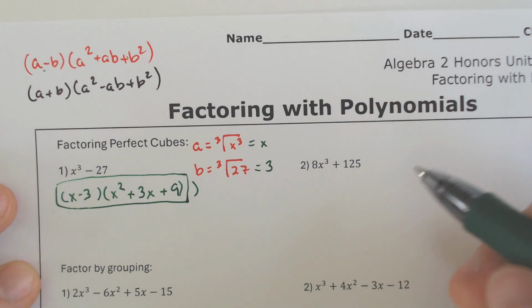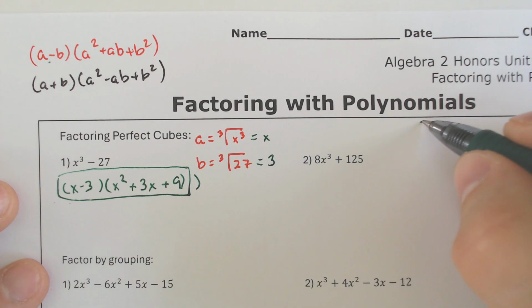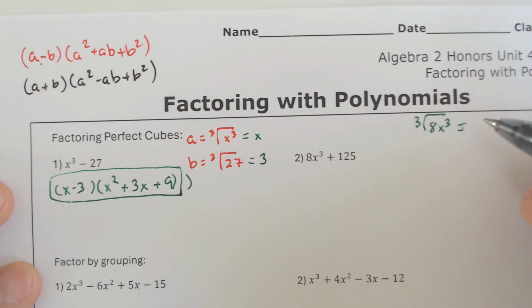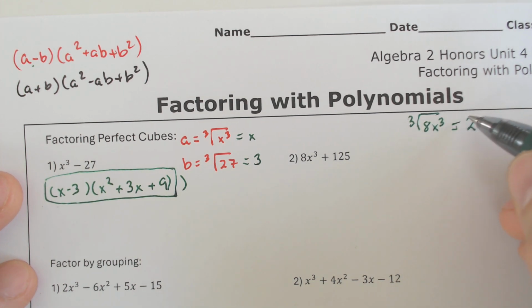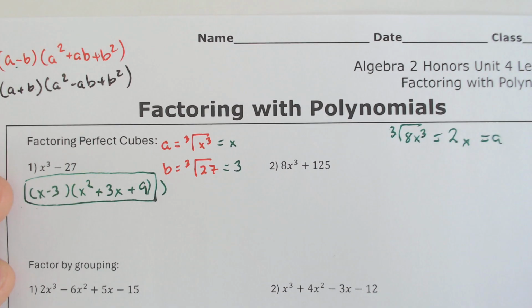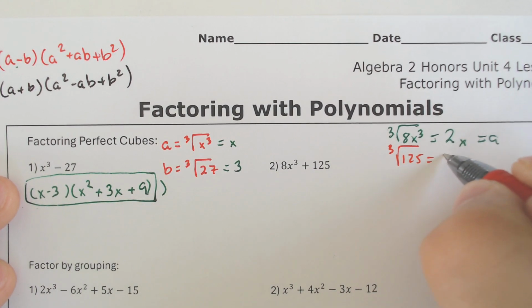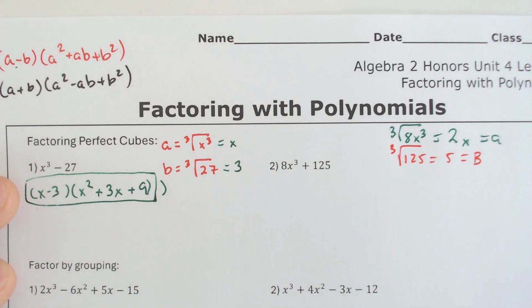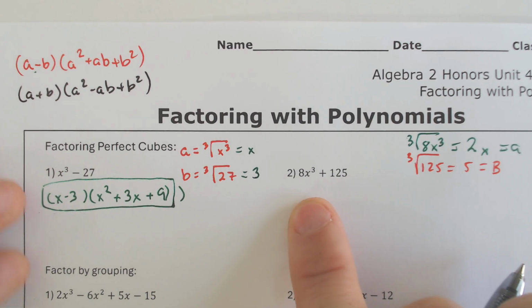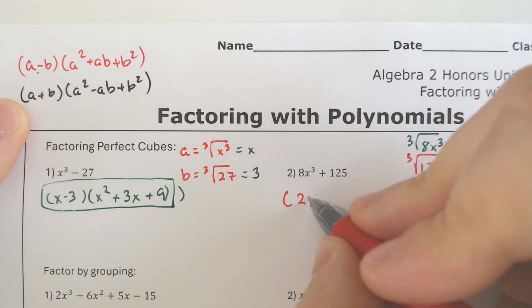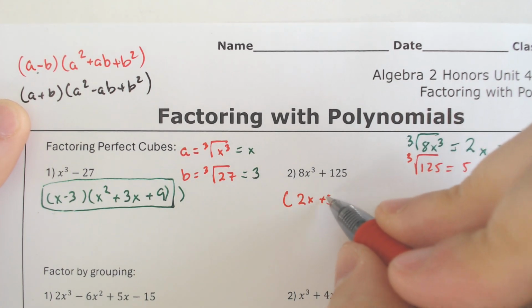Okay? Next one, we got to do the cube root of 8x to the third, which the cube root of 8 is 2. And the cube root of x to the third power is x. So this is going to be our a. And then the cube root of 125, if you couldn't guess it, is 5. That is going to be our b. Because there's a plus in between, we use the plus formula. So we use a plus b, so that would be 2x plus 5.